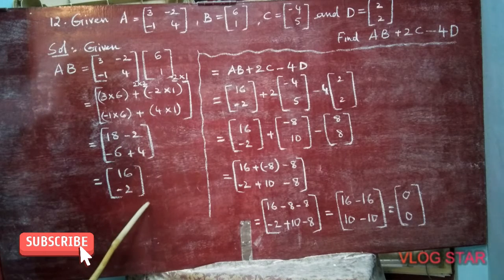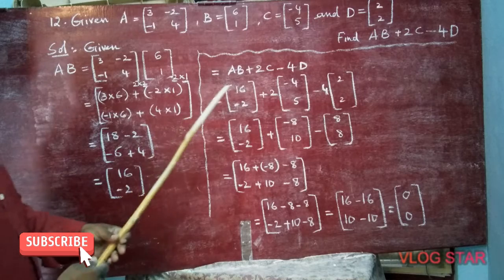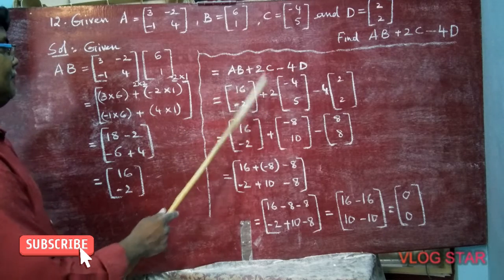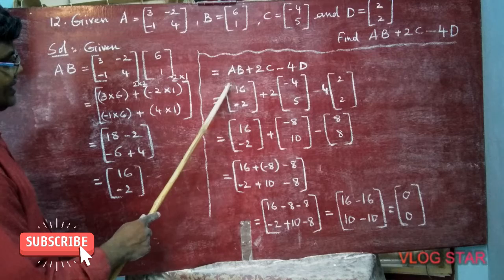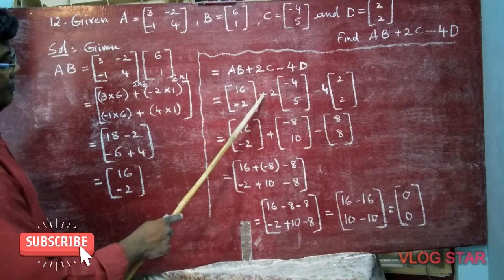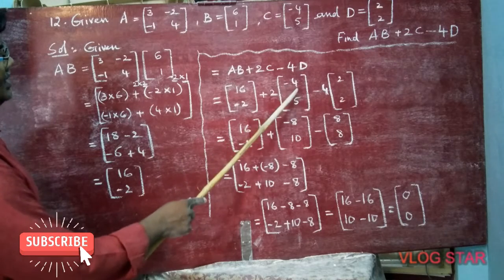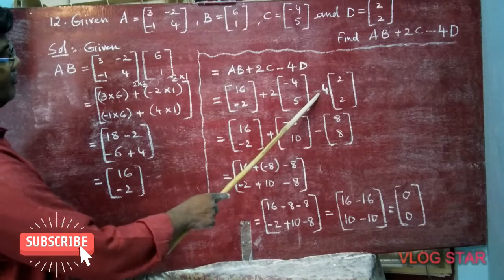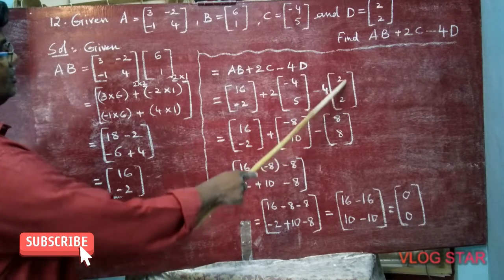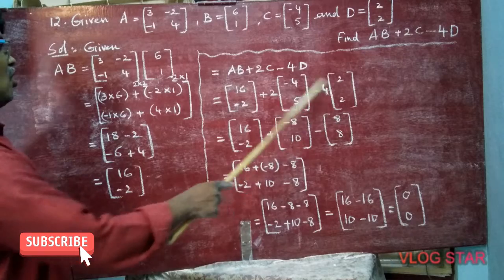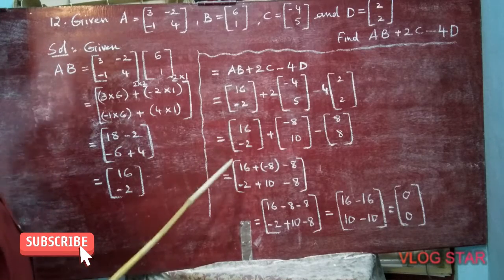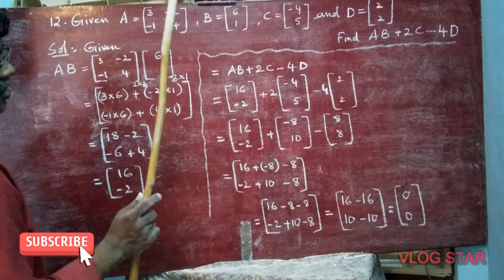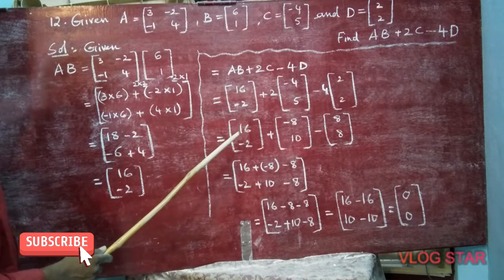2 rows, 1 column. Now they asked to find AB + 2C - 4D. AB, just now we got matrix [16; -2], plus 2 into C. What is C? C properly: [-4; 5]. And minus 4 into D. D is [2; 2]. These are column matrices. A matrix having only one column is called a column matrix. You know this definition.